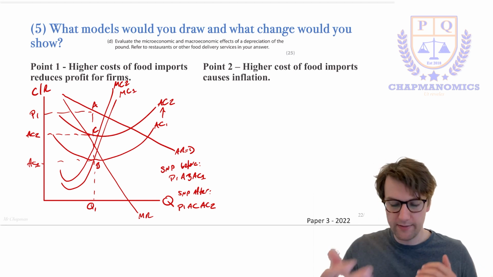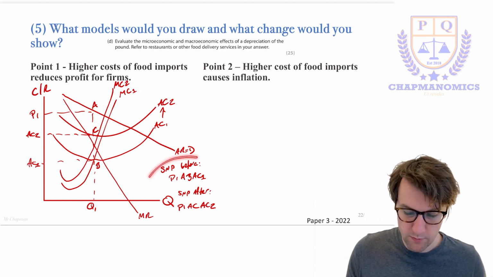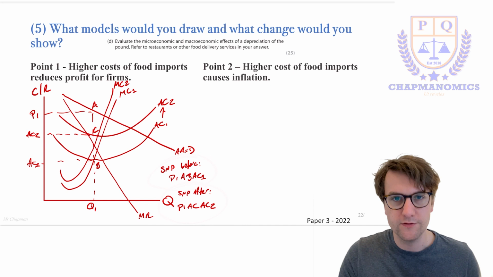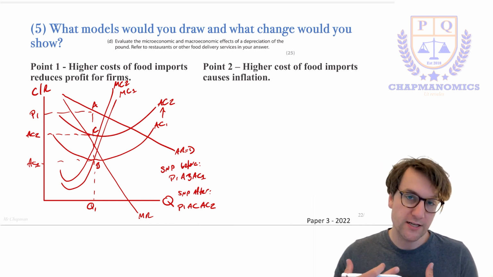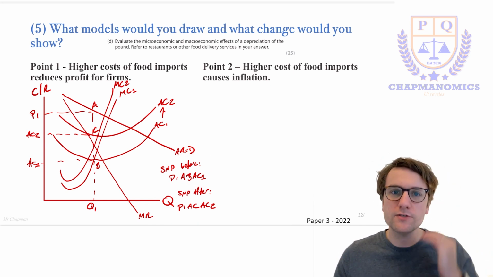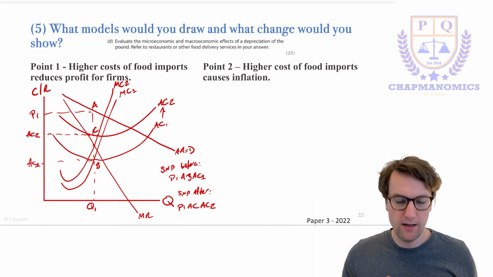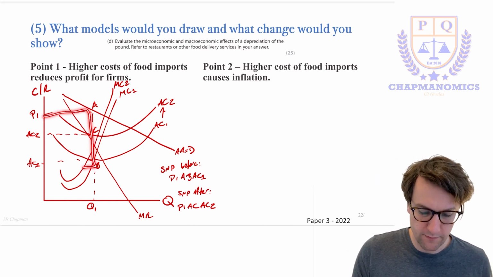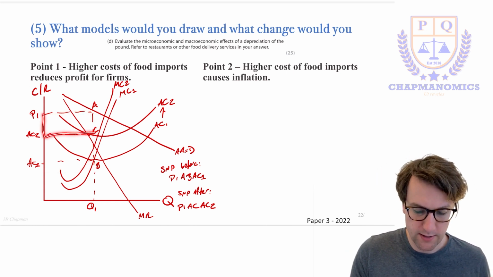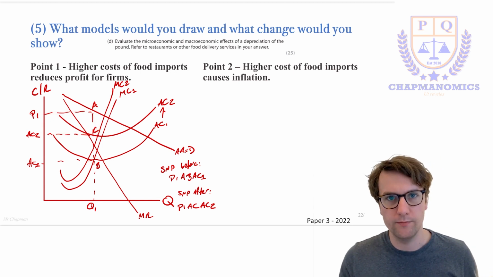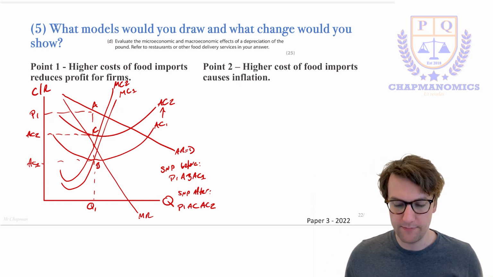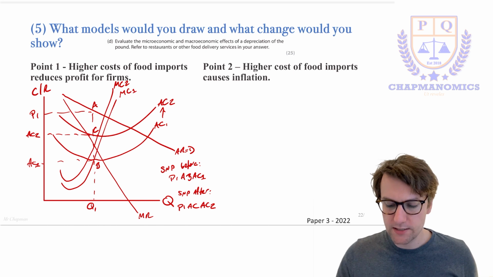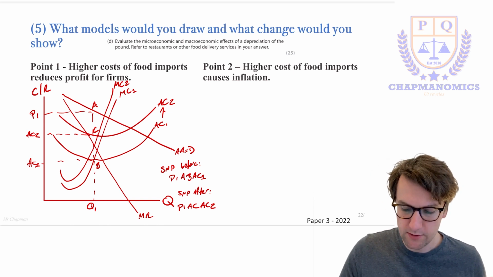And now I can talk about this area of supernormal profit before being larger than this area of supernormal profit afterwards. And I've explained now what's happened as a result of this depreciation in the pound. I've explained that profits have gone from this area here to this area here. And I can talk about that on our model. Great context, great application.